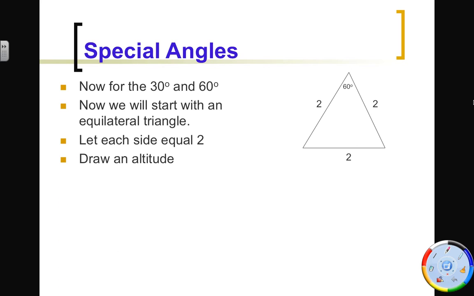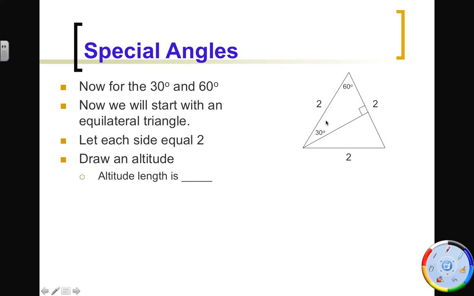And then we're going to draw an altitude. Altitude being from one of the vertices to a right angle on the other side. It ends up being the midpoint. So here's the one that I'm going to draw. And notice this cuts the angle in half because of some of our rules with equilateral triangles. So I get my 30, 60, 90 triangle. I get 2 of them, but I only really care about this one because I don't need to look at both of them.